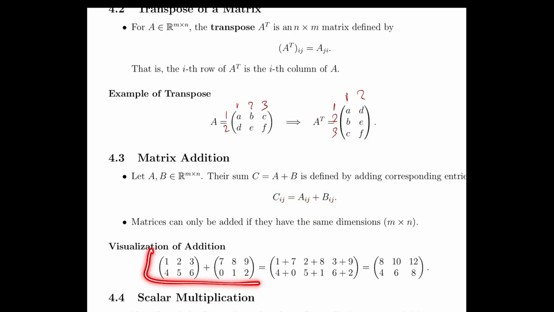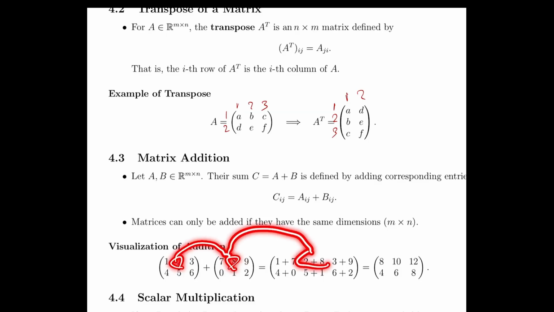That means that if you want to add these two matrices, first they have to have the same dimension. This is 3 columns, this is 3 columns, this is 2 rows, this is 2 rows. So the dimensions match. So how do you add? You see row 1, column 1, these two add together, and that becomes here. For row 1 and column 2, for the same position, you have 2 here and 8 here. You add these two and then you write it here.